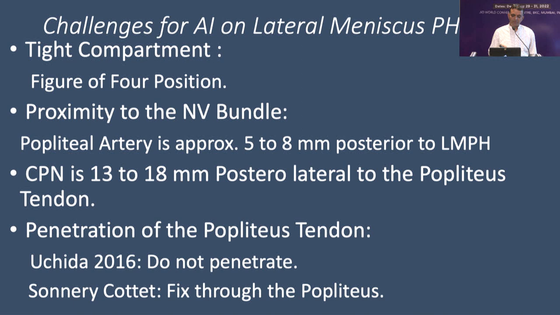There are a lot of studies in the pediatric age group. The popliteal artery behind the posterior horn of the lateral meniscus is 3 to 4 millimeters away. In adults, it is up to 6 to 8 millimeters from the posterior horn of the lateral meniscus, especially in the extended knee and without distension. Another common peril is the close proximity to the popliteus tendon, approximately 13 to 18 millimeters posterolaterally.